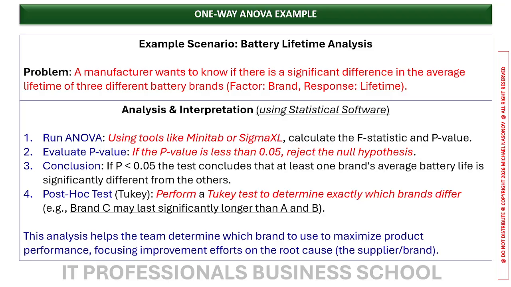Perform a Tukey test to determine exactly which brands differ. For example, brand C may last significantly longer than brands A and B. This analysis helps the team determine which brand to use to maximize product performance, focusing improvement efforts on the root cause, meaning the supplier and brand. Remember, at this point, one-way ANOVA is required for Black Belt Lean Six Sigma certification.